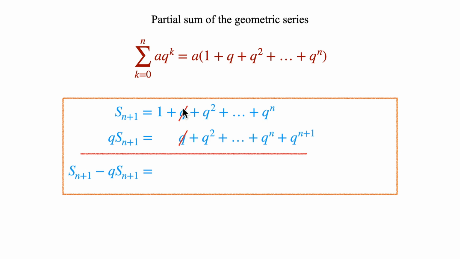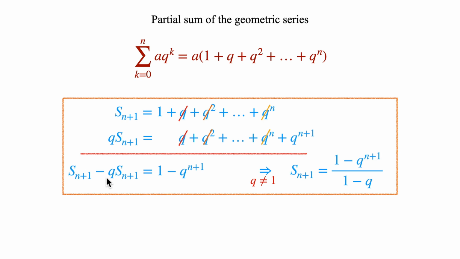And you see at the right hand side, if I perform this subtraction, I will get q minus q is nothing, q squared minus q squared is nothing, and so on until this one. And the only thing which will be left, which has nothing to cancel out with, is 1 minus q to the n plus 1. And this is an equation for S n plus 1. And I can solve for this. Of course, you can do this only if q is different from 1.